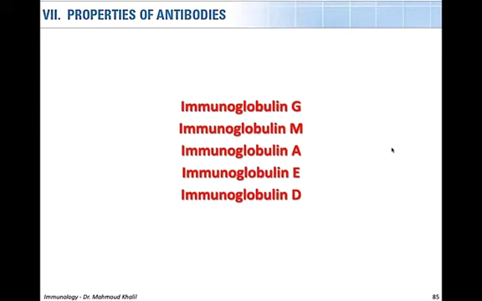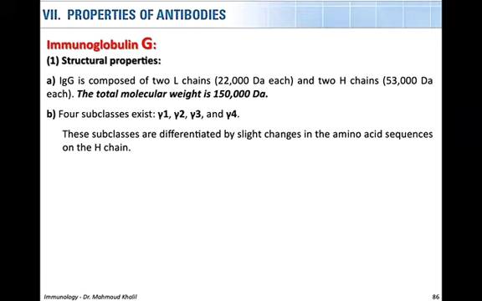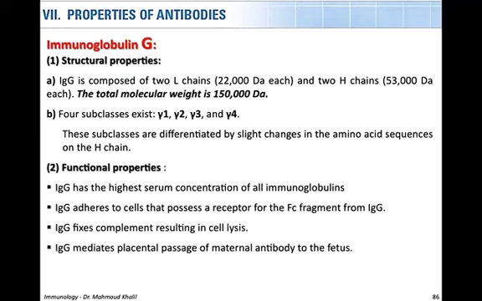Now we'll talk about the structure and function of the 5 different types of the immunoglobulins or the antibodies. Starting with immunoglobulin G, it is typically composed of L chains and heavy chains, and the total molecular weight of this IgG is around 150,000 Dalton. There are 4 subclasses, from gamma 1 to gamma 4, and these are differentiated by slight changes in the amino acid sequence on the H chain, the heavy chain.